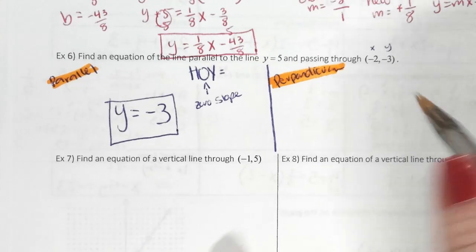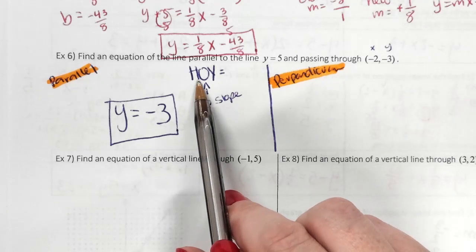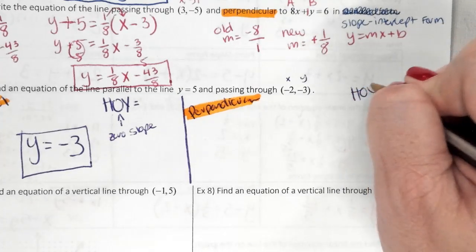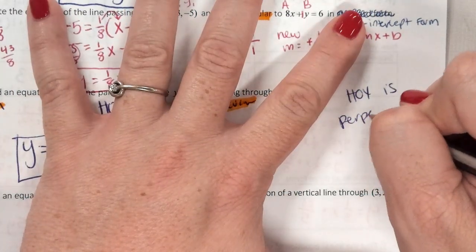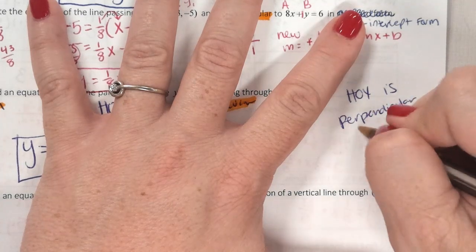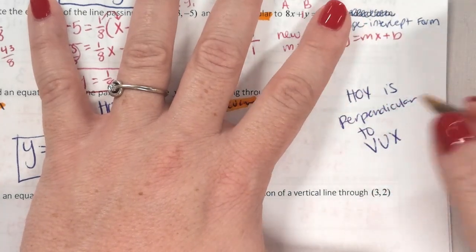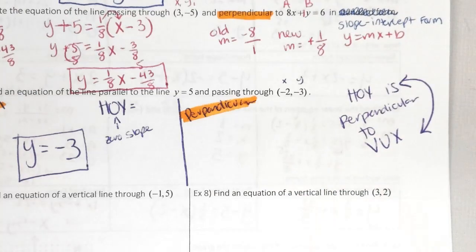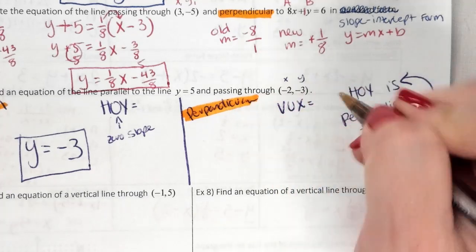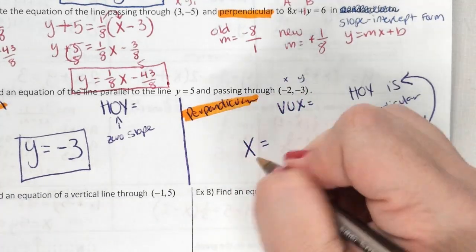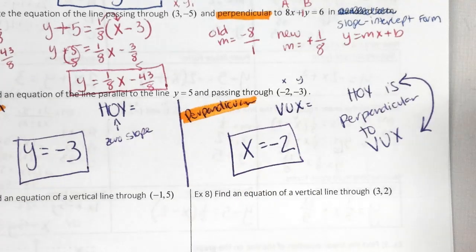Okay? Now, what's perpendicular to a horizontal line? A vertical line. Okay? So we know that Hoy is perpendicular to Vux, and vice versa. Vux is perpendicular to Hoy. So if I'm looking for perpendicular to a Hoy line, that means I'm finding a Vux line. Well, what does x equal for my point? Negative 2. Like I said, we like the special cases because they're simple. Okay, the last four will literally take us 2 seconds.